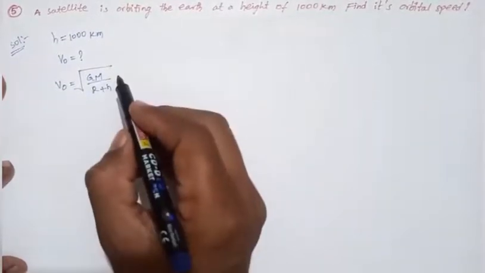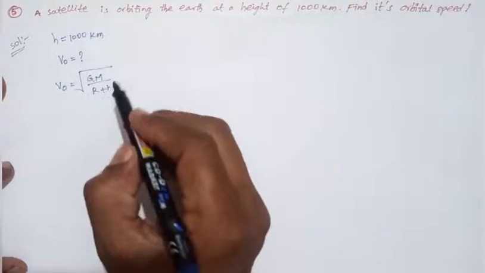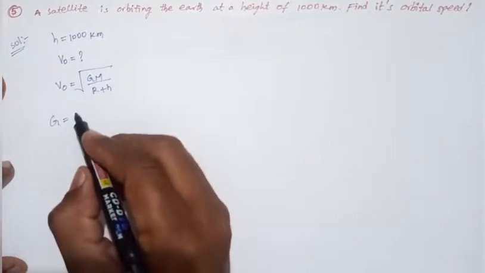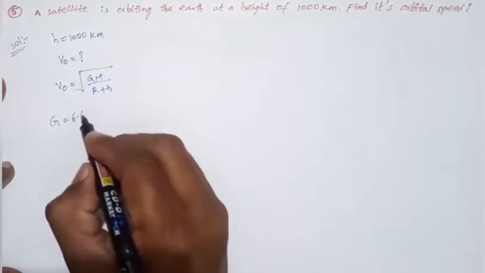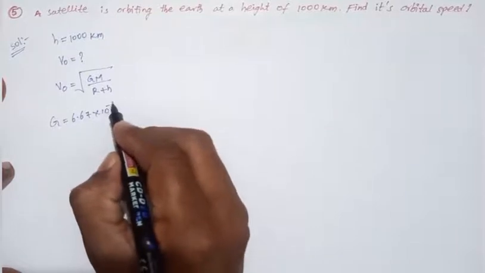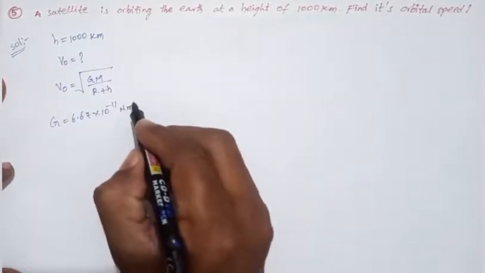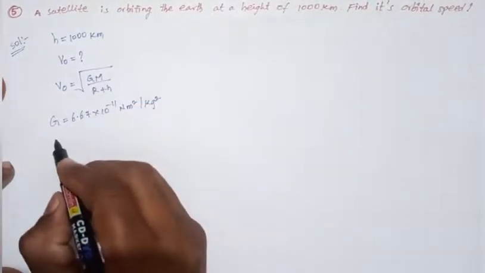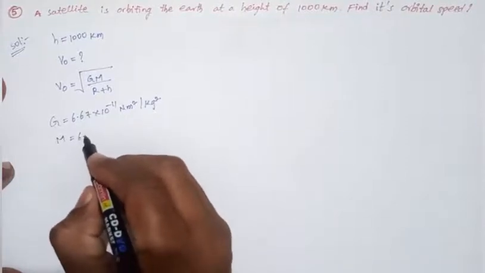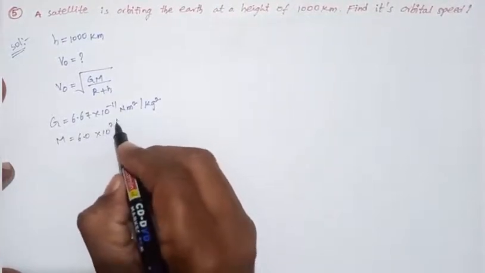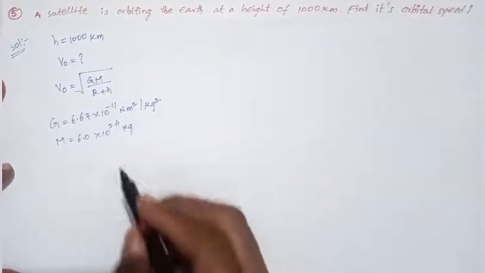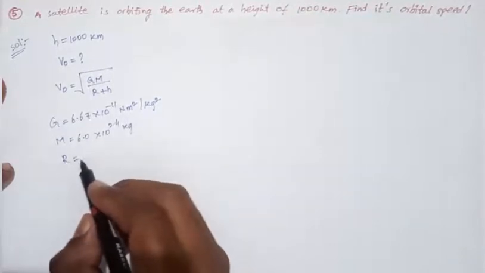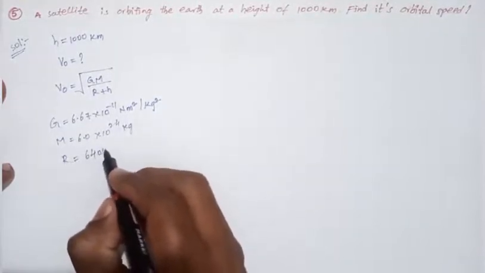So we know that the values: the h value is given, 1000 kilometers, and G, gravitational constant, is 6.67 into 10 to the power of minus 11 newton meter square per kg square. Okay, and mass M equals 6.0 into 10 to the power of 24 kilograms, and r, radius of the earth, equals 6400 kilometers.